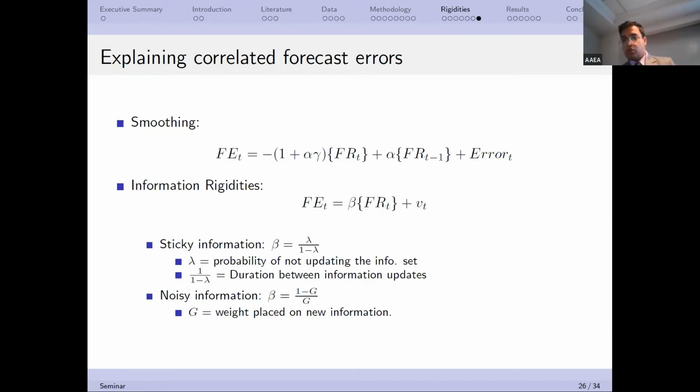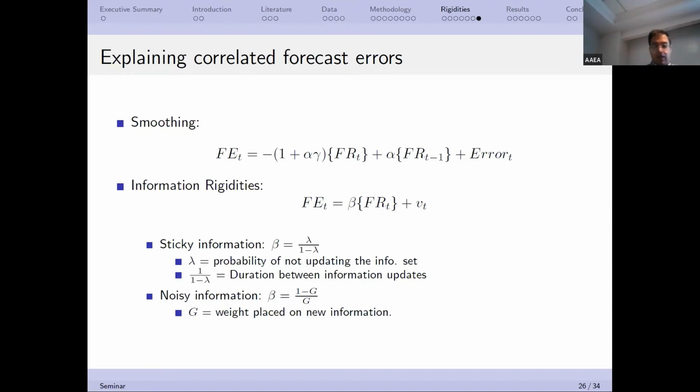So basically, to test for our results, if we run a regression of forecast error on current period forecast revisions and lag period forecast revisions, and we get signs where the current period forecast revision is negative and the sign on the lag forecast revision is positive, then that means smoothing is present.